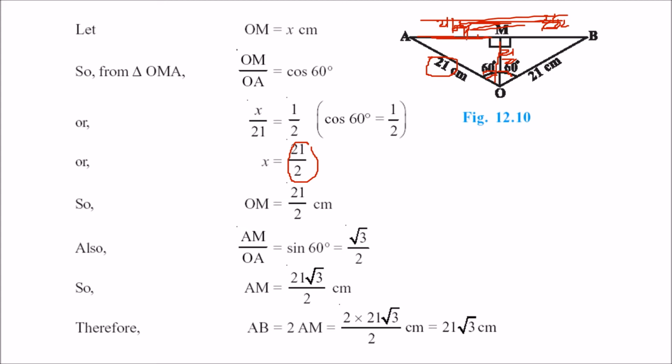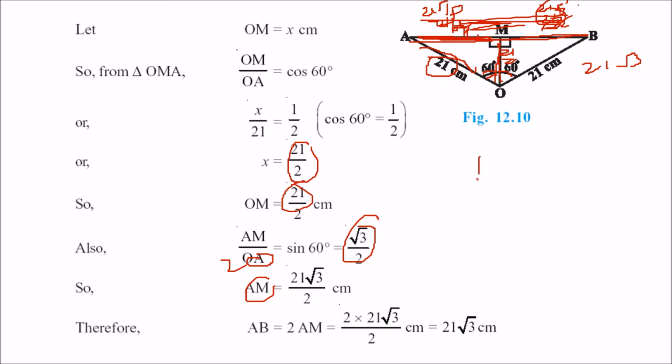So sin 60, take perpendicular by hypotenuse. Perpendicular is this, hypotenuse is this. So AM by OA, 21, is sin 60, that is root 3 by 2. So AM becomes 21 root 3 by 2. So this becomes 21 root 3 by 2, this becomes 21 root 3 by 2. So these together become 21 root 3. So this is 21 root 3 and this we just got as 21 by 2.